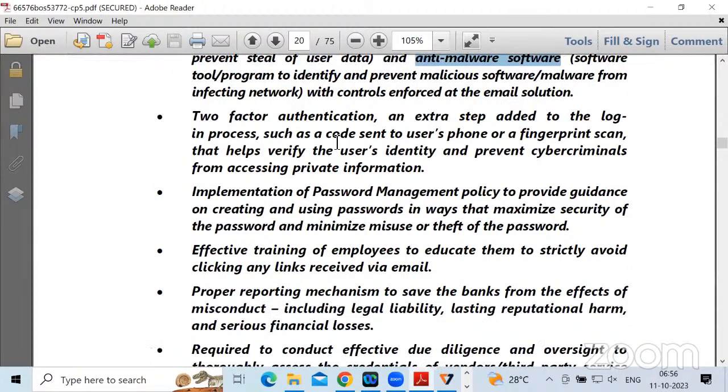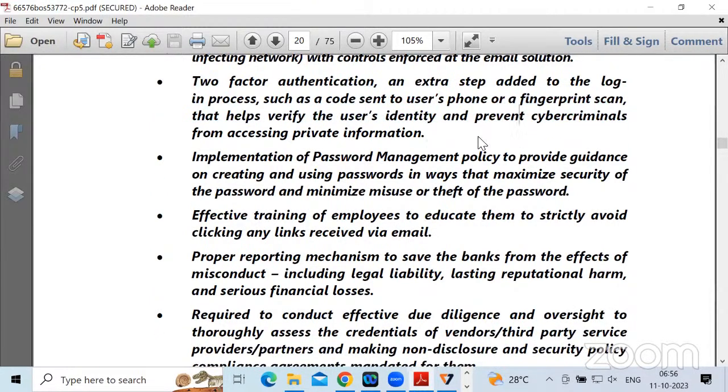Then two-factor authentication. What is two-factor authentication? We have username, password. Then the next one is OTP or fingerprint if it is needed. So either way you can have two-factor authentication. What is single-factor authentication? Single-factor is just username, password. Two-factor, apart from username and password, you will have another mechanism like either fingerprint or OTP, a code sent to the user's phone. That is OTP.